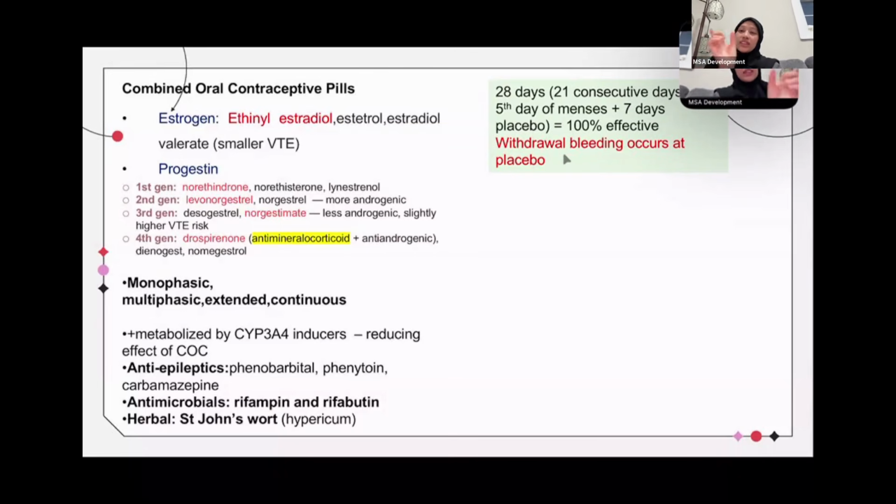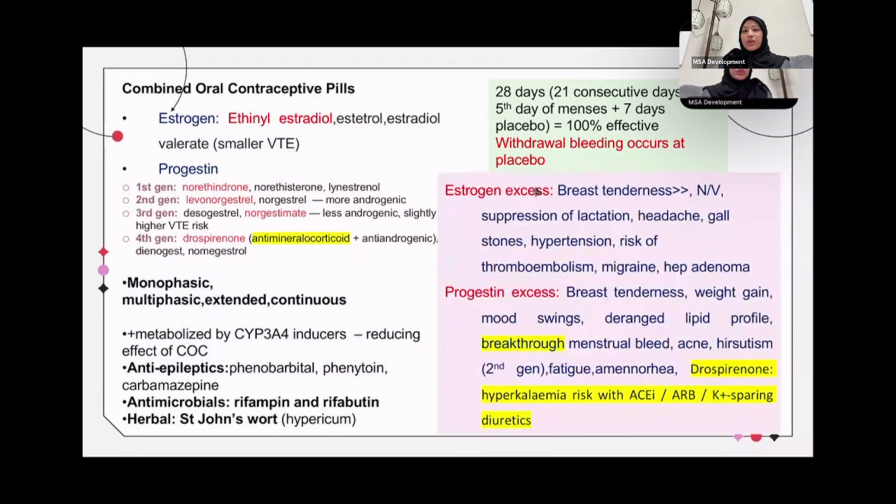So again, 21 days taking the pill, 7 days placebo, or just taking an iron pill, for example, because they might be deficient in iron, but not the oral contraceptive pills. Just remember that timeline. Monophasic is the same dose throughout, multiphasic is different doses, extended is over a long time of the same thing, and continuous is without the placebo. So you just take it continuously if someone doesn't want their periods, for example. Okay, I hope that made sense. This is 100% effective, and it's very important for someone who's taking a pill to make sure to take it on these days and not take the 7 days.